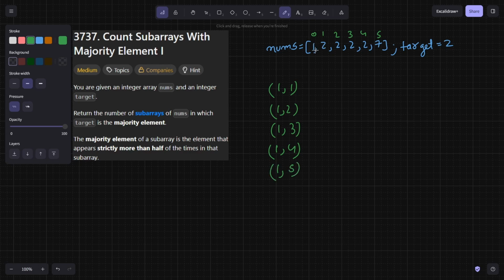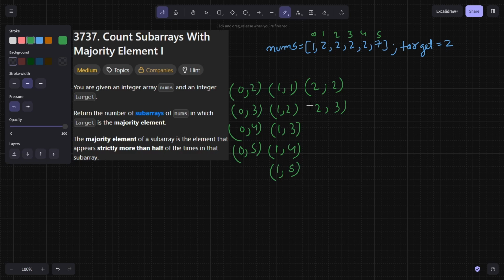Similarly, 0 to 1 can't be a majority subarray, because it's only half, not more than half. We got 1 two and 1 other. So we have 0 to 2, 0 to 3, 0 to 4, and 0 to 5 also, because in 0 to 5 we have four 2s and the total number of elements is 6, and 4 is greater than 6 by 2. Okay, so like that. And from 2, 2 is a majority subarray.